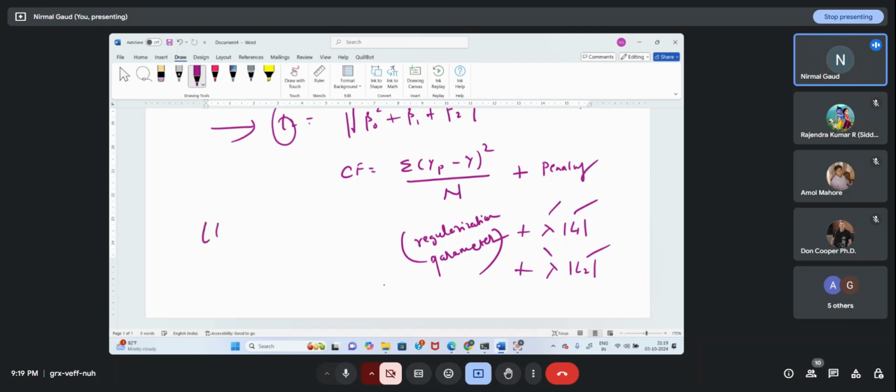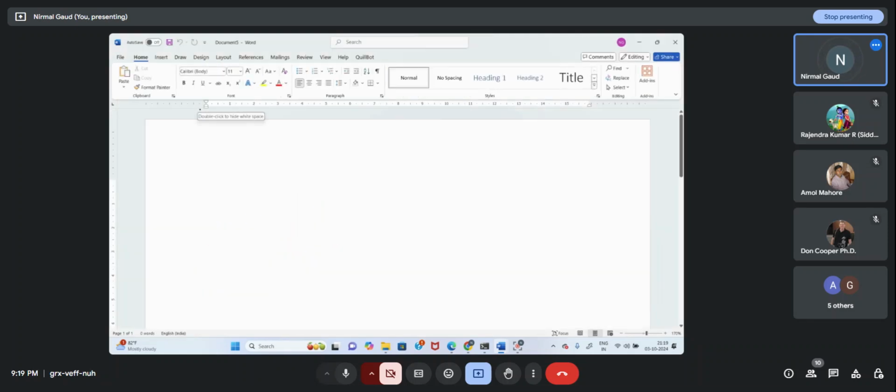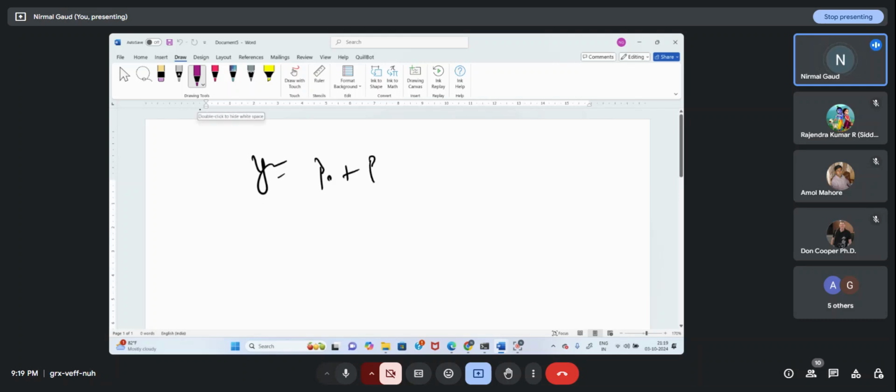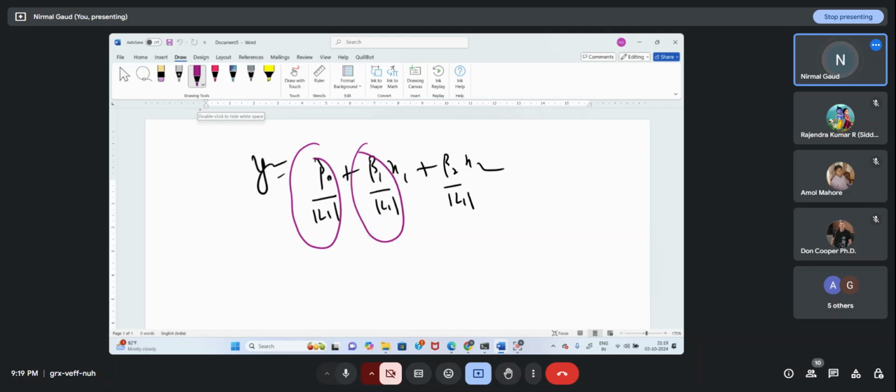So L1 is equal to beta naught plus beta 1 plus beta 2. L2 is equal to the square root of beta naught squared plus beta 1 squared plus beta 2 squared; you have to square. You have to divide your equation by these. So y equals beta naught plus beta 1 x1 plus beta 2 x2, divide the parameters by these terms. These are penalties.